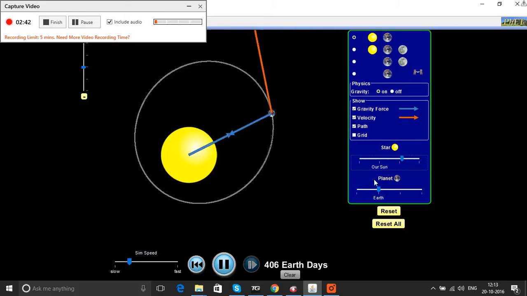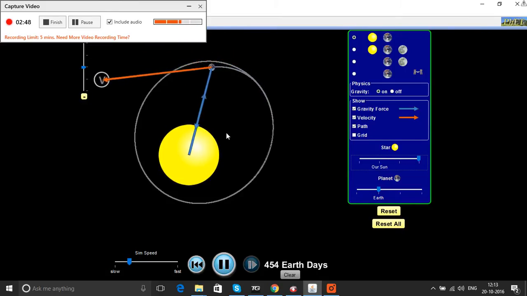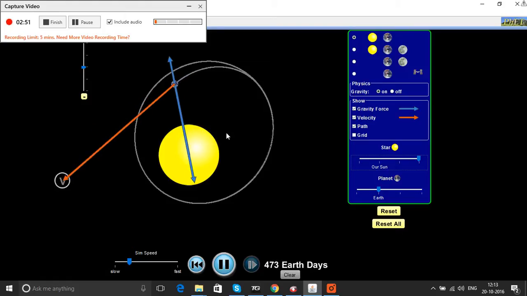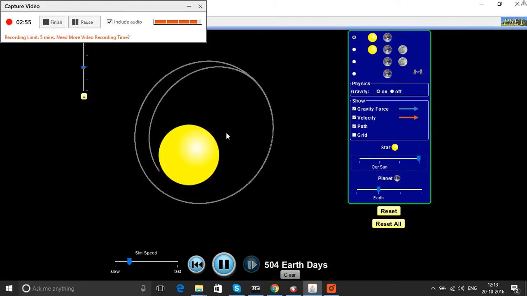And if we increase the mass of the earth to a certain level, it might cause a larger elliptical orbit. And sometimes if you increase the force too much, then it might actually crash into the surface of the sun. Now this is the effect of having too much gravity, too much mass. Let's look at the effect when there is not enough mass.